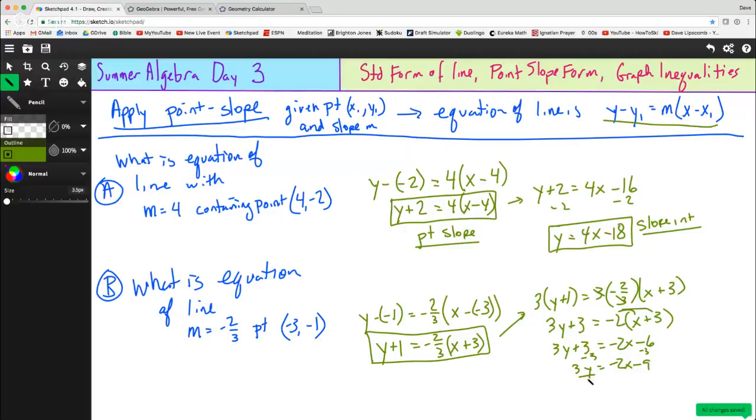Now I'm going to divide everything by 3. And I get y equals negative 2/3 x minus 3. Remember, when we separate fractions, it's negative 2x over 3 minus 9 over 3. So minus 9 over 3 is minus 3, and negative 2x over 3 is negative 2/3 times x. Okay, good. Hopefully this is making some sense.